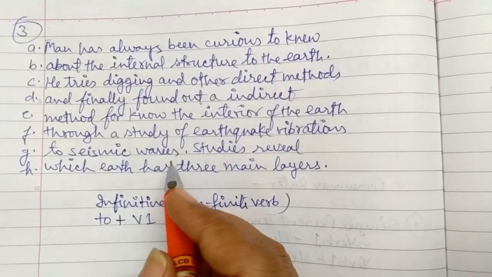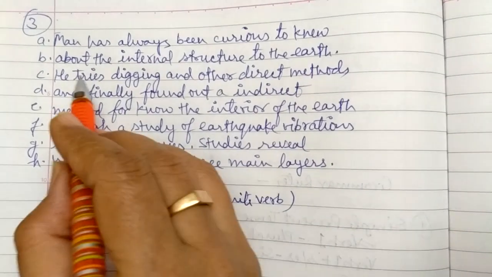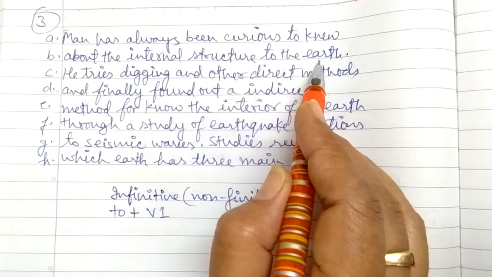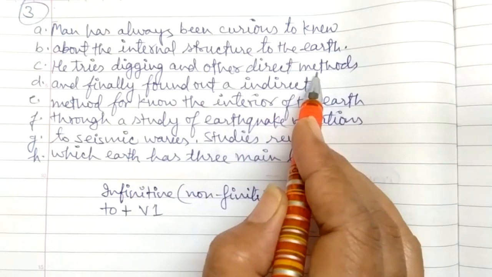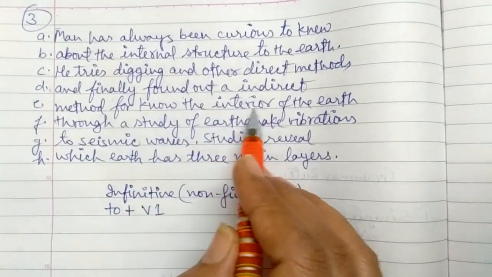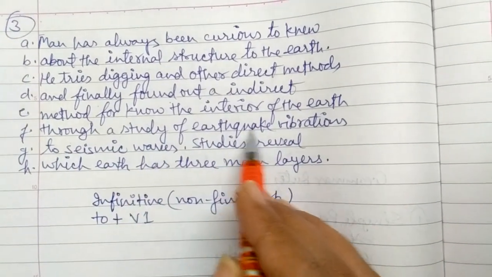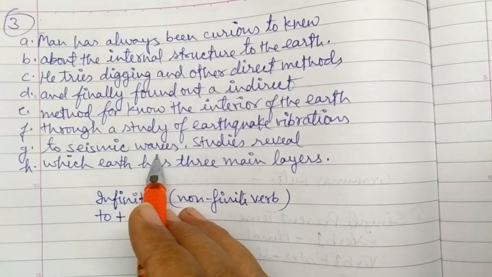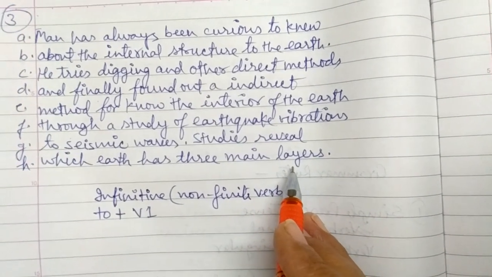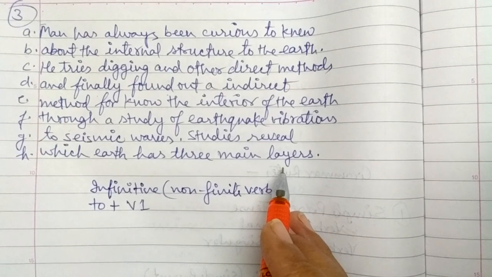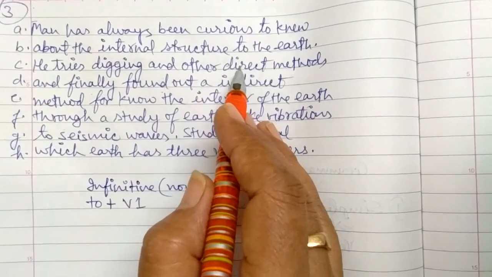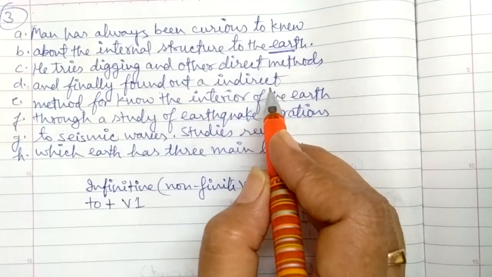Let's see one more example. Before going for editing, let's read the paragraph. Man has always been curious to know about the internal structure to the earth. He tries digging and other direct methods and finally found out an indirect method for know the interior of the earth. Through a study of earthquake vibrations to seismic waves, studies reveal which earth has three main layers. So the paragraph is about earth and its layers. How man has been curious to know about earth and what he has done till now.